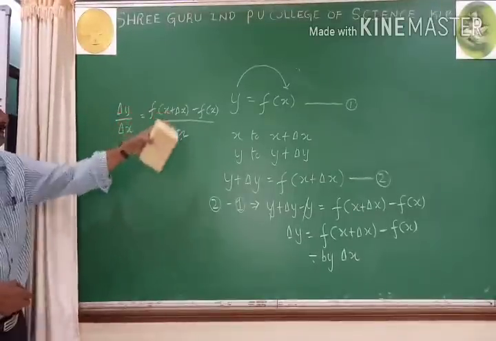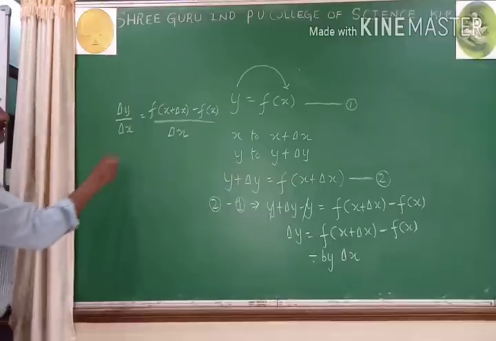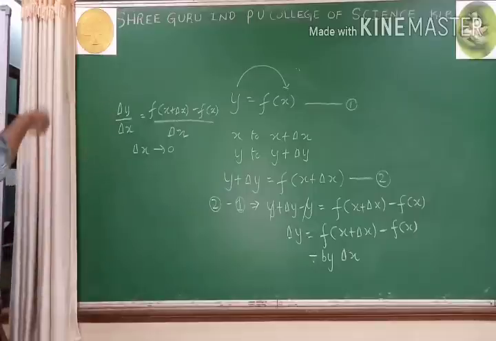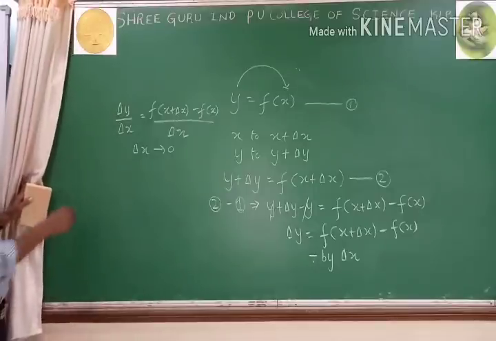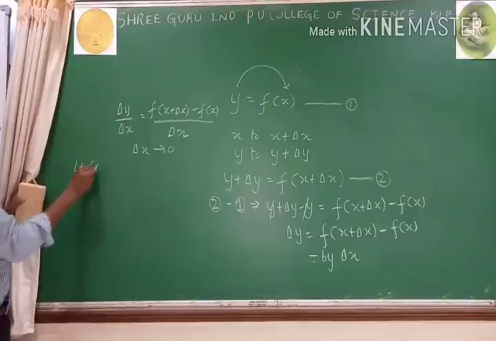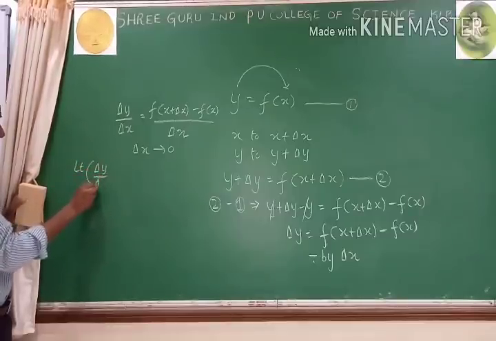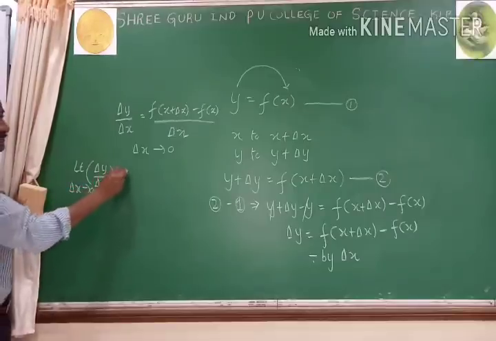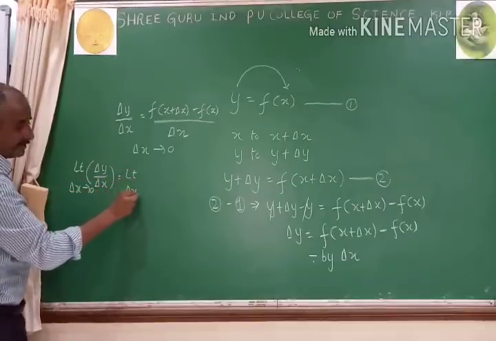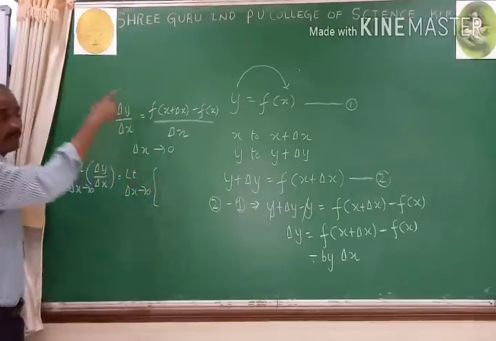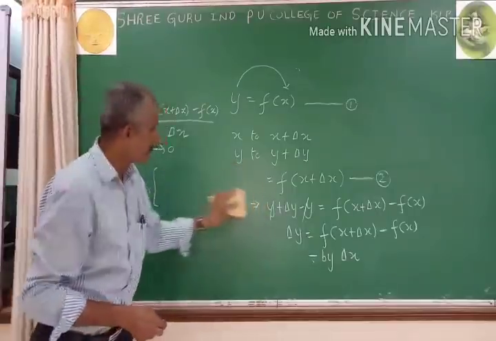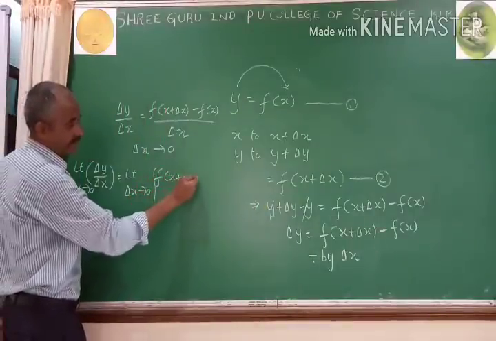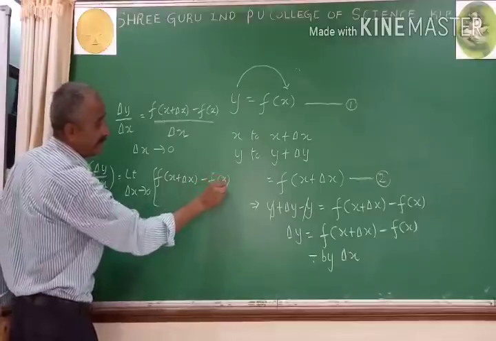Now let's measure this equation by taking the limit as delta x tends to 0. So let us calculate this equation under the condition: the left side limit delta y by delta x as delta x tends to 0, and the right hand side limit as delta x tends to 0 for that entire quantity. The quantity is f of x plus delta x minus f of x divided by delta x.